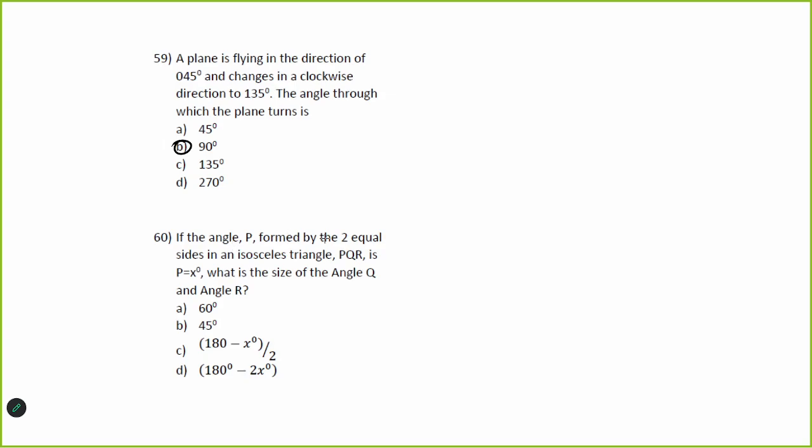If angle P is formed by two equal sides in isosceles PQR, angle P is X. What is the size of angle Q and R? So this is an isosceles, if angle P is formed by the equal sides of an isosceles. So angle P, this is angle P here. So this is X.